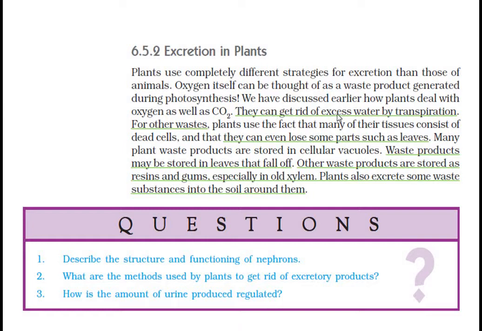First point, they can get rid of excess water by transpiration. Next point, many plant waste products are stored in cellular vacuole. Here, this one is repeated again: waste products may be stored in leaves that fall off. This point you have to write. Other waste products are stored as resins and gums in old xylem. Plants also excrete some waste substances into the soil around them. So this is a small portion on the excretion of plants, and there are 4 points given here on how plants excrete waste materials.